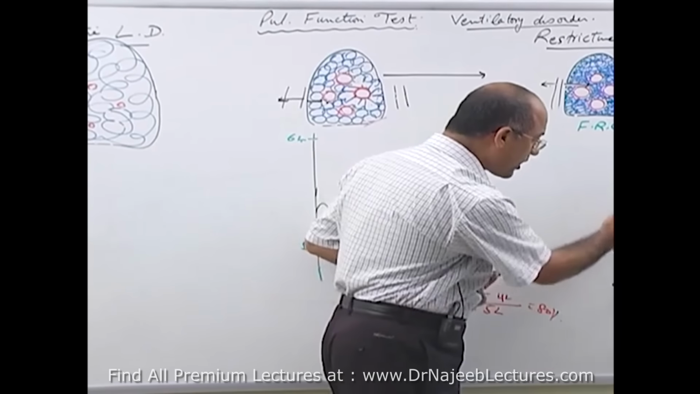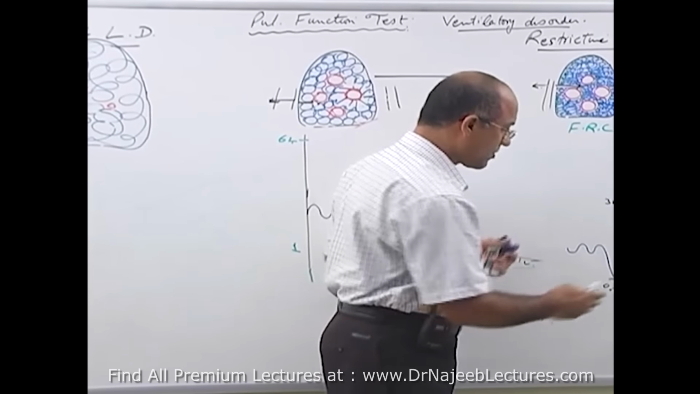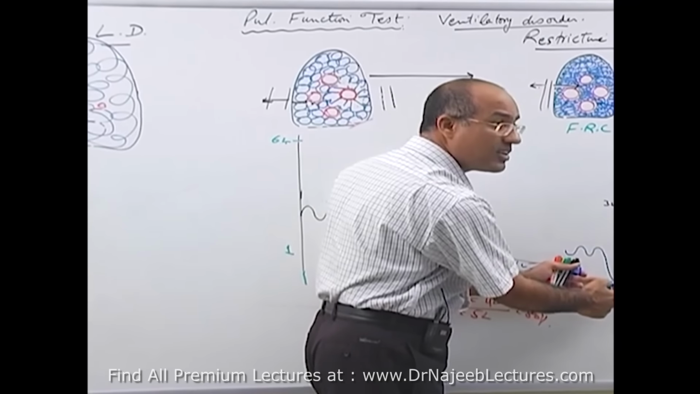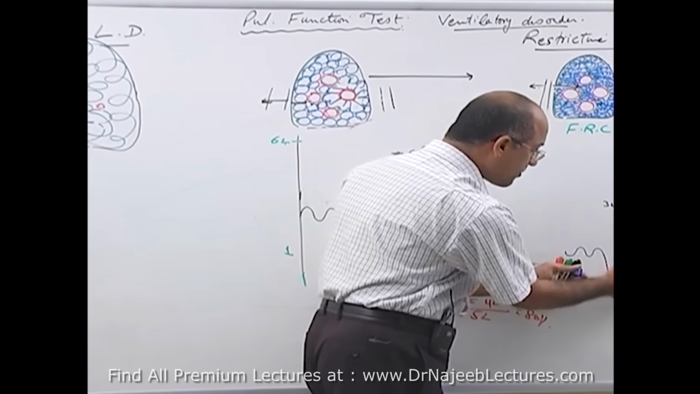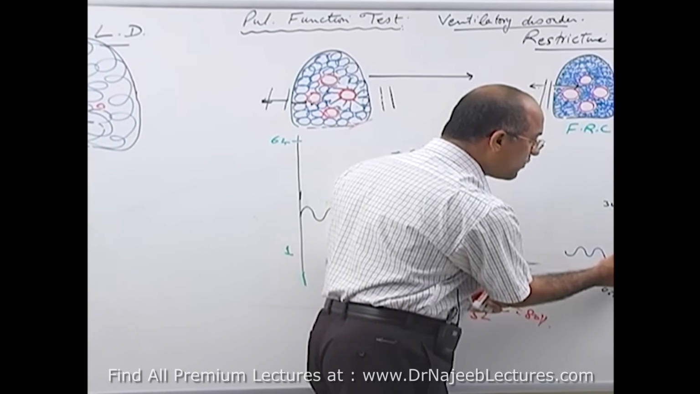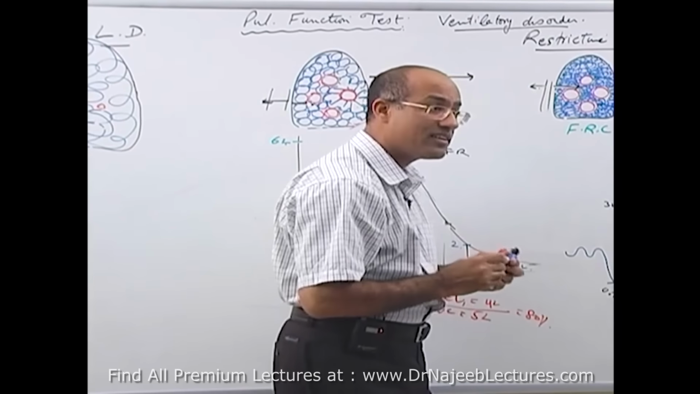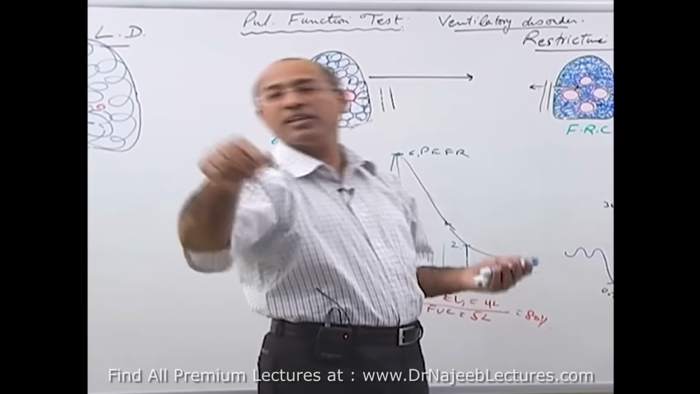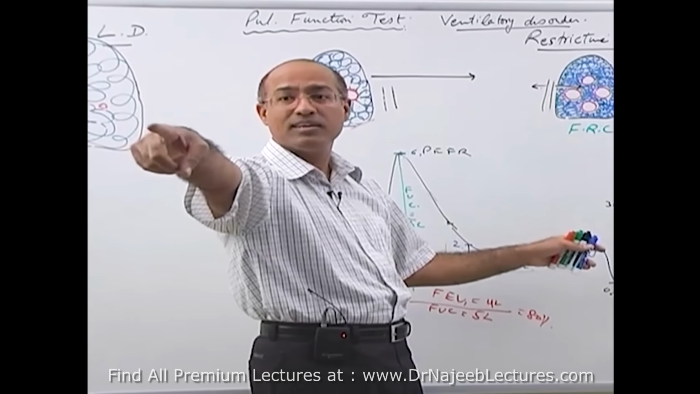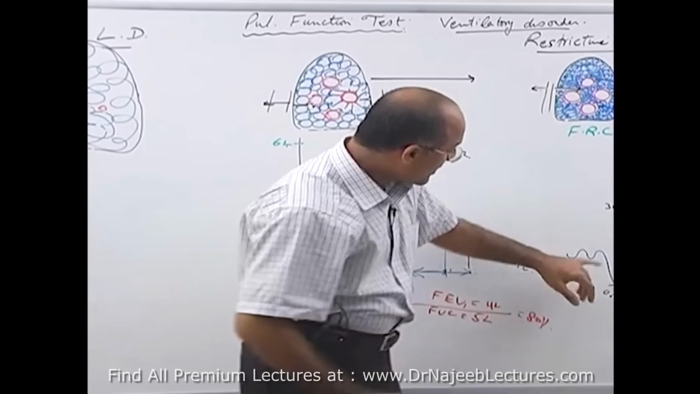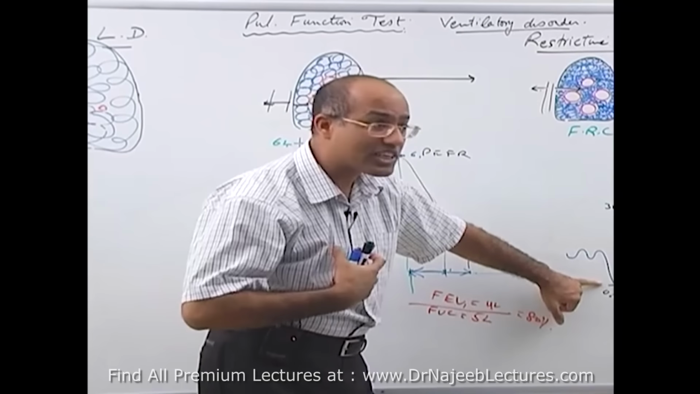Now how much is the vital capacity here? 3 liter minus 0.75. What is the vital capacity here? 2.25 liters. Is that right? Am I clear to everyone, or am I teaching myself? People in the back, are they understanding what I am doing? Clear? Okay.